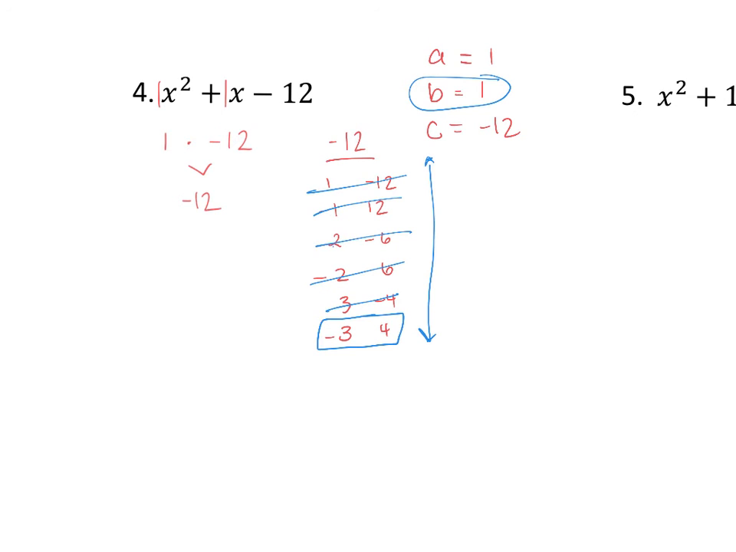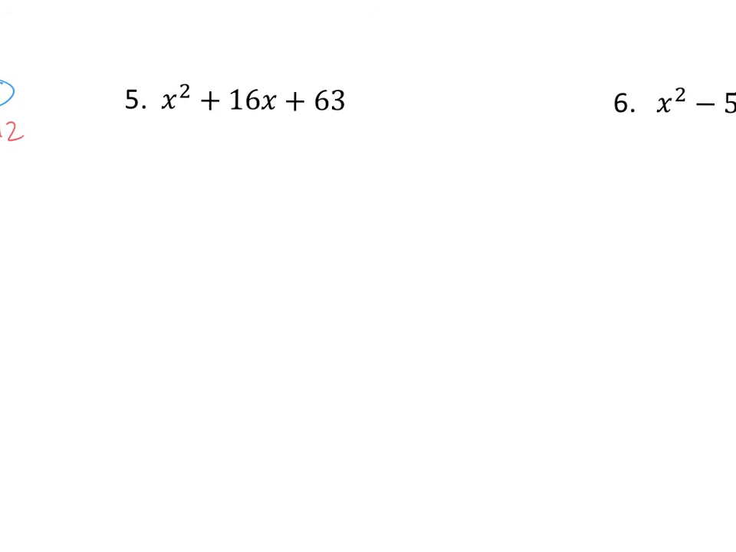Okay? So my next step is then to write my 2 sets of parentheses and leave an x in front, because A equals 1. I then can use these factor pairs that I chose and write them into the parentheses. So x minus 3 and x plus 4. Okay? And that is where we are at. All right? Then we're going on to number 5.